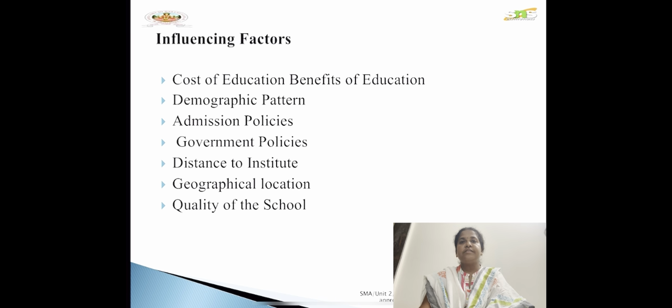There are a few influencing factors of the social demand approach. Cost of education, that is, the parents consider the cost of the education. Next, benefits of the education: what are the benefits given by the management? Then the demographic pattern, government policies, admission policies, distance to institution, geographical location, whether it is very close to the location or not, and the quality of the school.